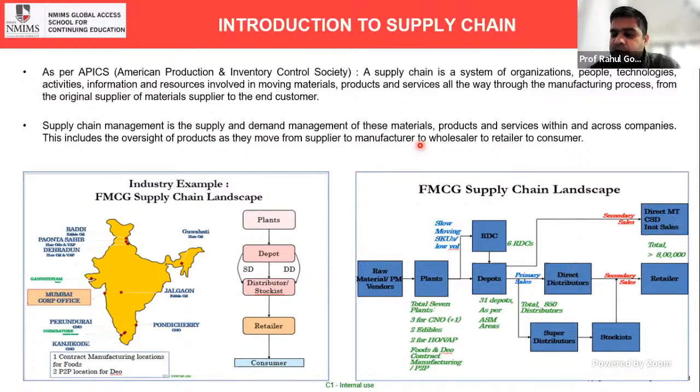Okay, so before we take a break, one question. What is the difference between this route and this route? Why would we have a stockist in the second route?